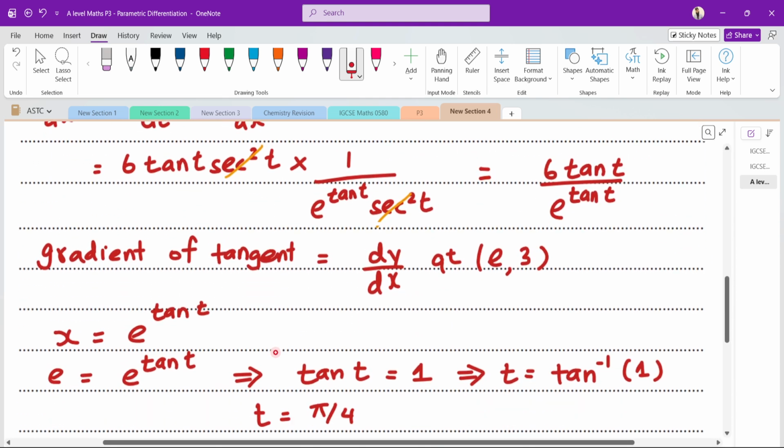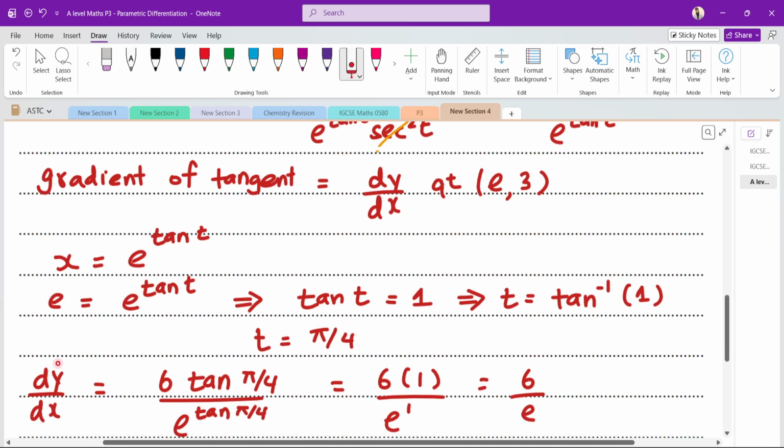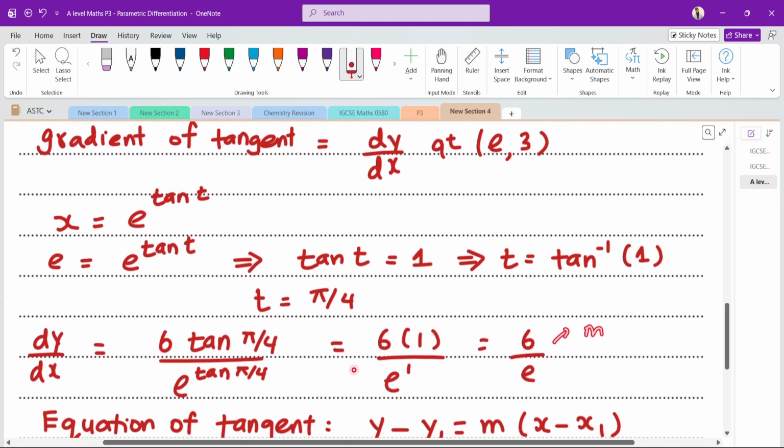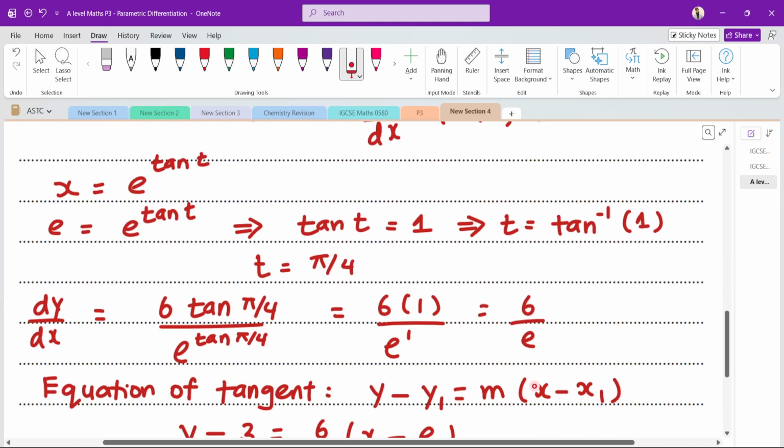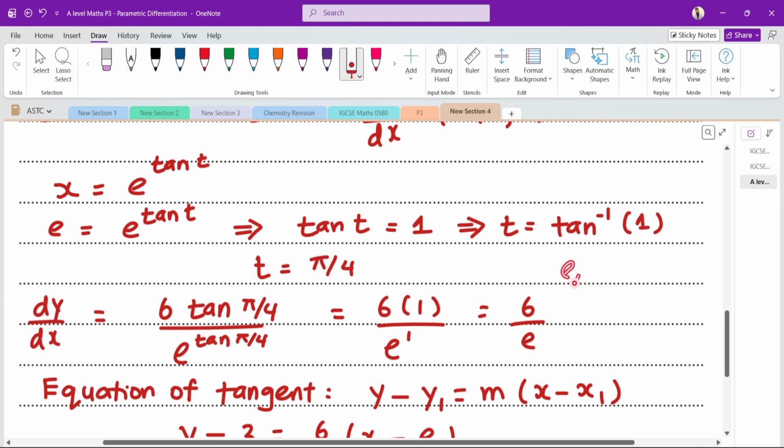All right, now that we know the value of t, we can find dy/dx. Plug in the value of t over here, so you get 6 upon e. This is your gradient. Okay, now we know the gradient, and we know the coordinate, which is (e, 3).